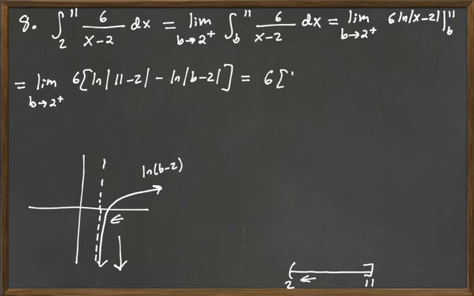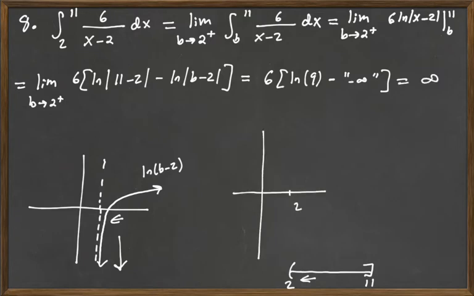So this is equal to 6 natural log of 9 minus the natural log of the absolute value of b minus 2. That's going to go to negative infinity, and so we have a negative and a negative, so this is going to be a positive infinity, and so this integral is going to be divergent.